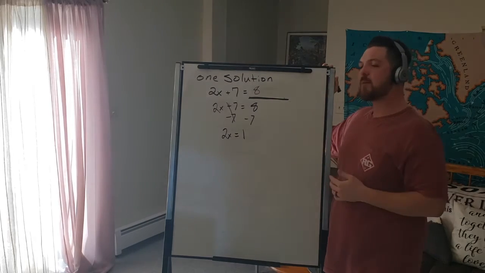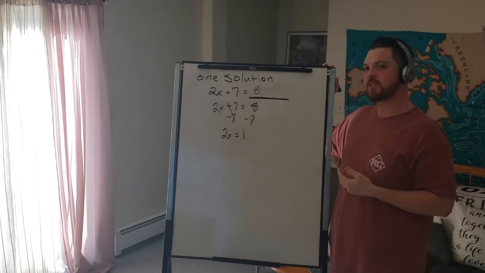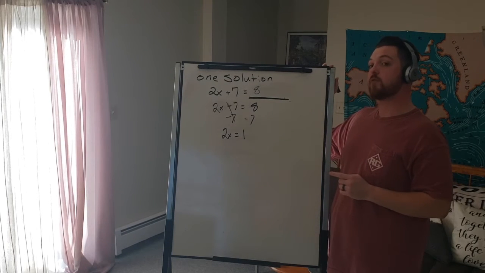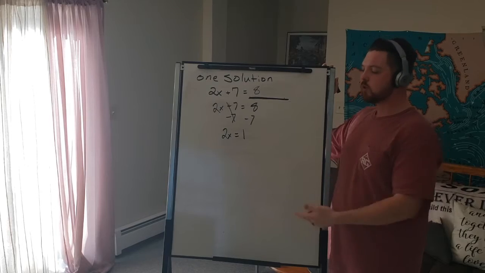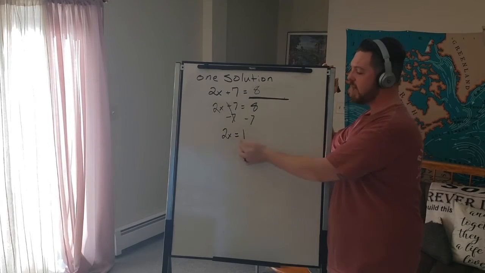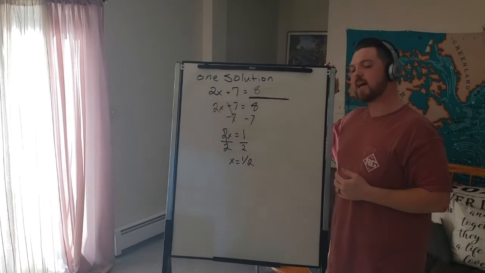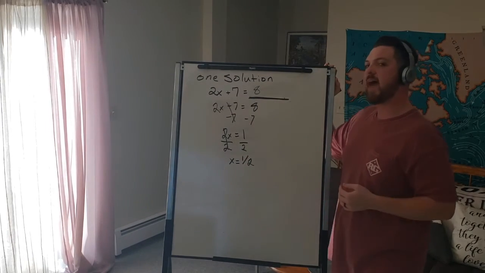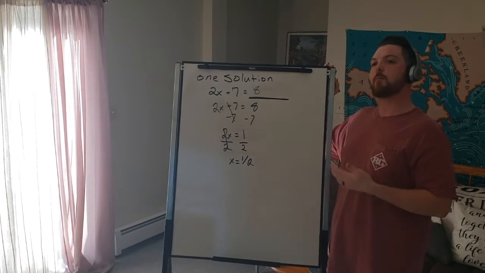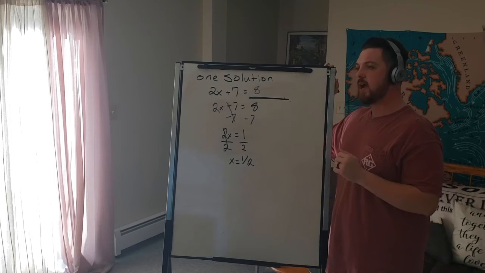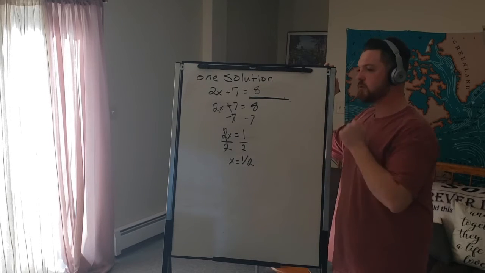However, my x is not by itself. It still has that pesky 2 right next to it. So I need to get rid of that 2 by dividing by my coefficient. Remember, a coefficient is my number that's next to the variable. So I'm going to divide by 2 on both the left side and the right side right now. When I divided by 2 on both sides, I was left with x equals 1/2. This gives me my one solution, my one answer, my one number that x can equal to make this statement true. And that one solution is x equals 1/2.